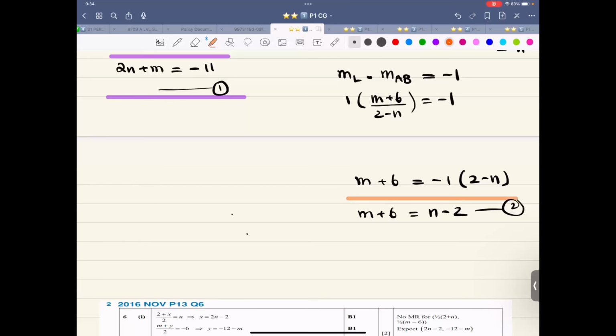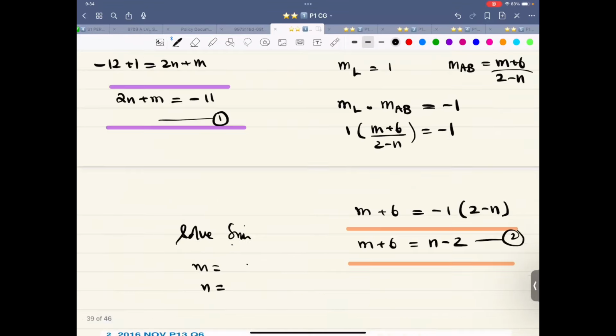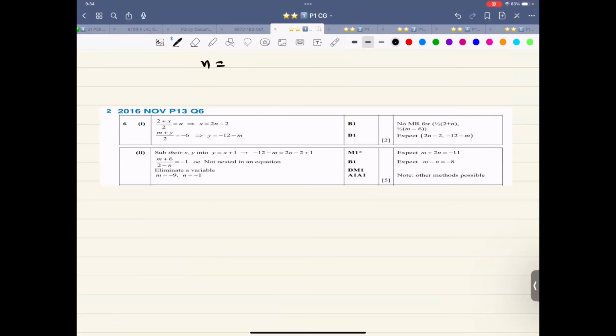And then we solve simultaneously. So we get the value of m, we get the value of n. Is that what they're asking? Find the values of m and n. All good? All clear? Just double check the equation. That is one of gradient. That is one of the straight line. So far, so good.